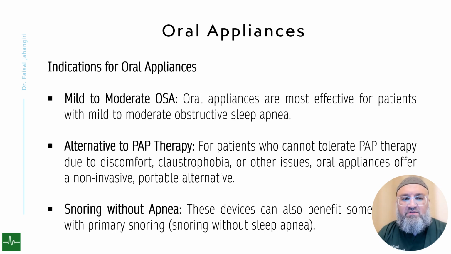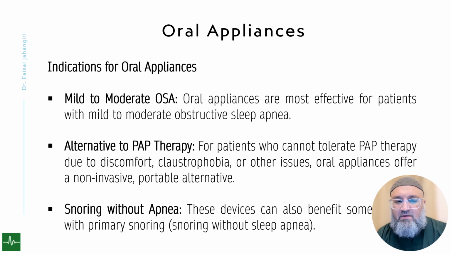So what are the indications? Mild to moderate OSA. Oral appliances are most effective for patients with mild to moderate OSA. It's an alternative to PAP therapy, positive airway pressure, for patients who cannot tolerate PAP, because many people are not comfortable with it, don't sleep well, and have discomfort. They have claustrophobia because they have a mask on the mouth, and there's a lot of noise. So oral appliances offer a non-invasive and portable alternative.